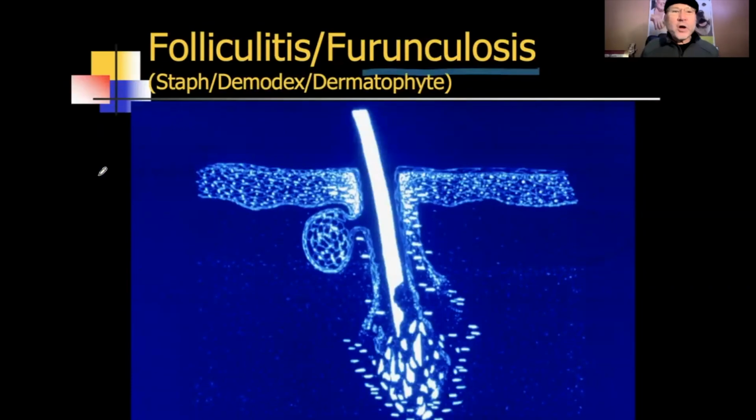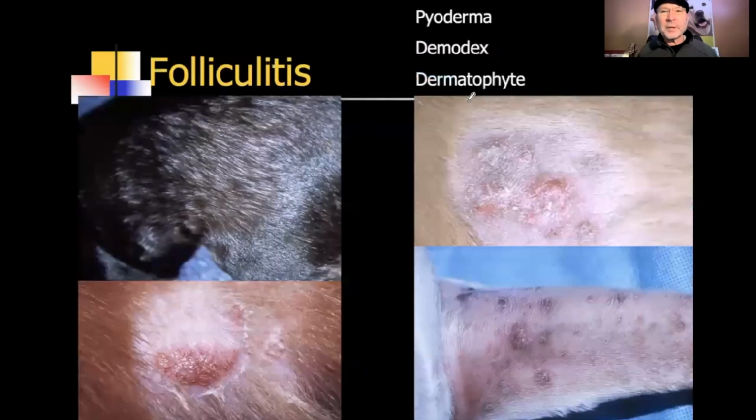There are three causes of folliculitis and furunculosis, and that would be staph bacteria, pyoderma, demodicosis, which is a follicular parasite, and dermatophyte, which is ringworm. And there's a couple of species of dermatophyte. And we're going to talk about all three of these today. The problem that we have clinically is that regardless of the cause of folliculitis and furunculosis, whether that's staph bacteria, pyoderma, demodicosis, or dermatophyte ringworm, they all can look exactly the same.